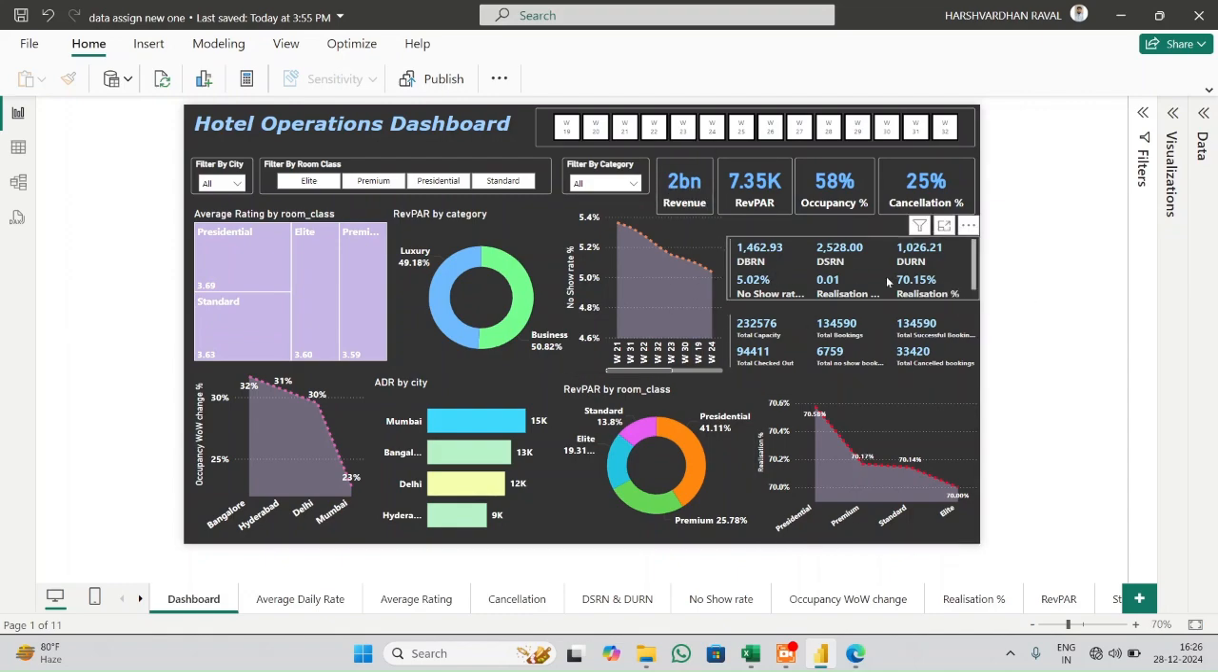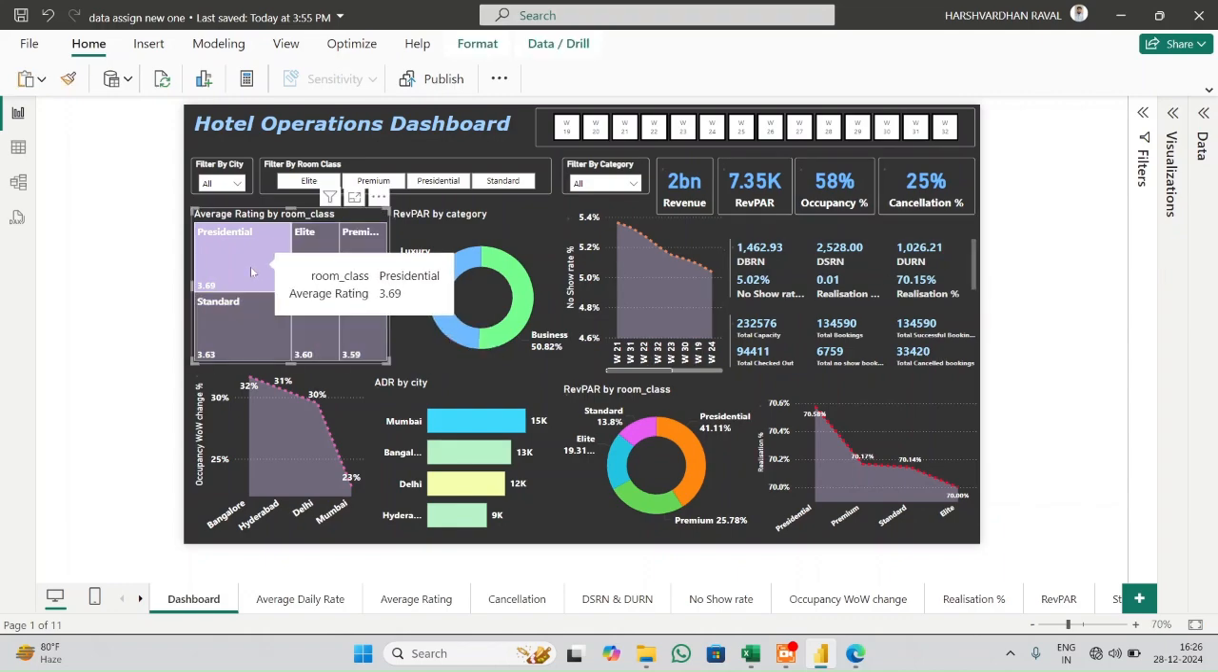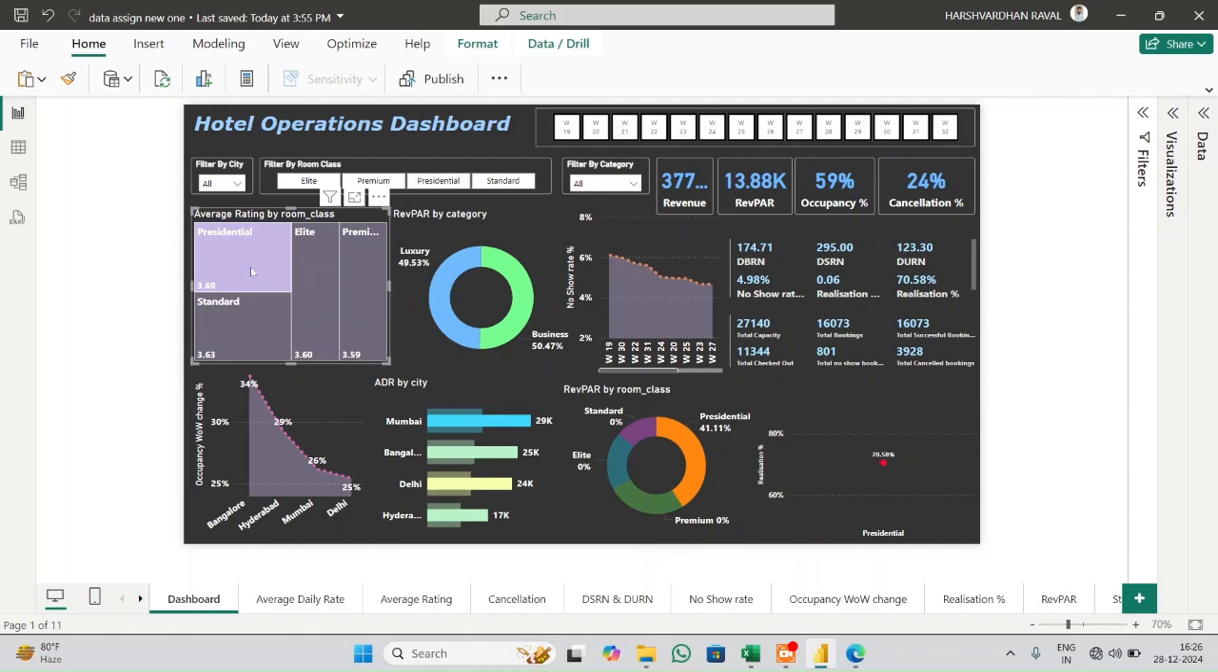Here we can see the revenue, which is the most indicating or more concerning number for the management. So if you click here presidential, just imagine presidential, then what happens? Here it is clearly seen that occupancy of the presidential room was 34 percentage. Average daily rate was highest in Mumbai, that is 29k, and the split of revenue per available room by category is nearly same, slightly more for the business.